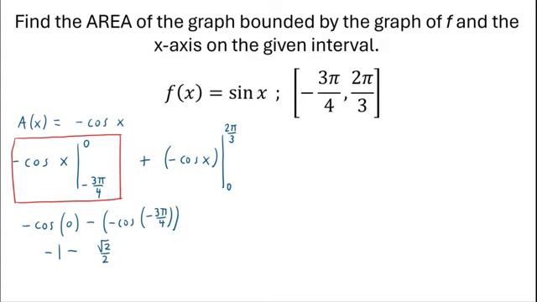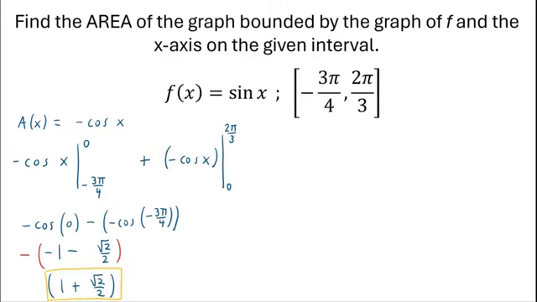But because we want total area, not net area, we're going to make this negative value positive. And we can do that by negating the negative area. So we'll negate negative 1 minus root 2 over 2. That gives us the positive area of 1 plus root 2 over 2. Now let's find this area.